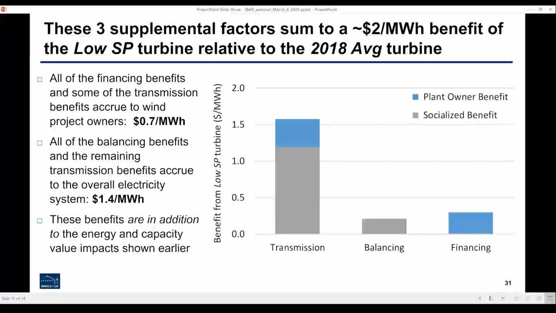So in aggregate, these three additional benefits amount to roughly $2 per megawatt hour, and more than half of that is socialized rather than accruing directly to the project owner. Again, these benefits are above and beyond the LCOE and market value estimates that we presented earlier.